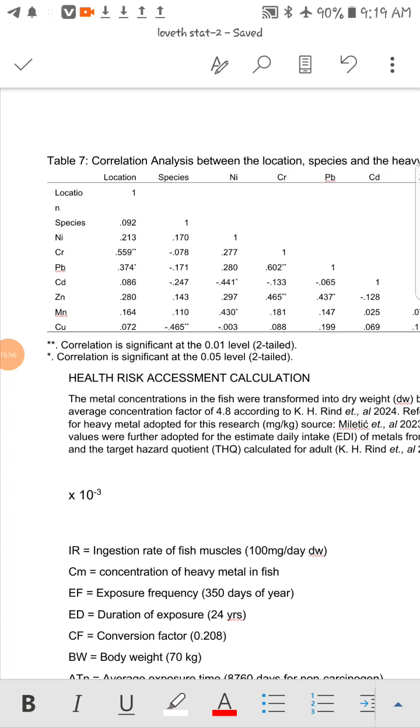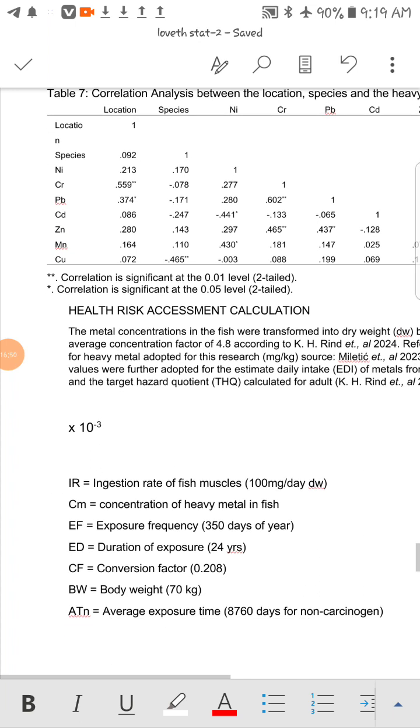So another thing you need to become conversant with is the asterisks. Some have 1 asterisk, some have 2 asterisks. What it's telling you is the correlation significance level. If there are 2 asterisks on them, that means the correlation is significant even at 0.01. That is as low as you can talk about. So that means there are significant differences between locations.